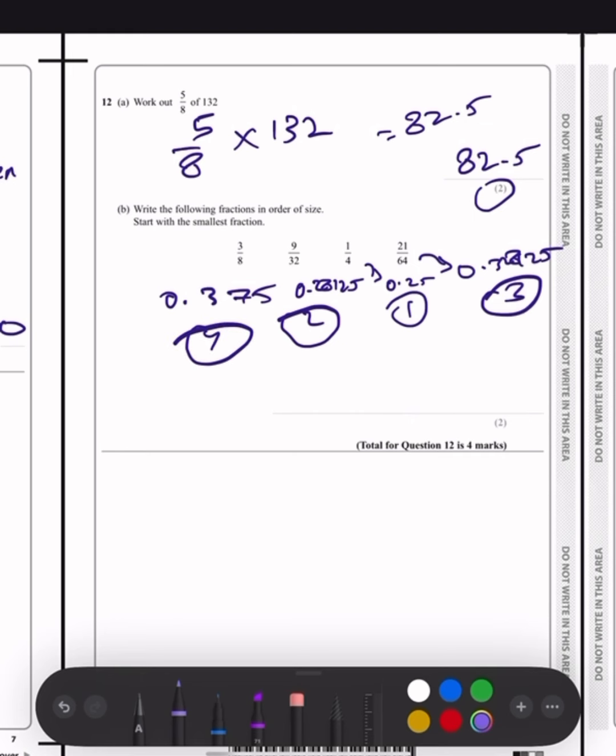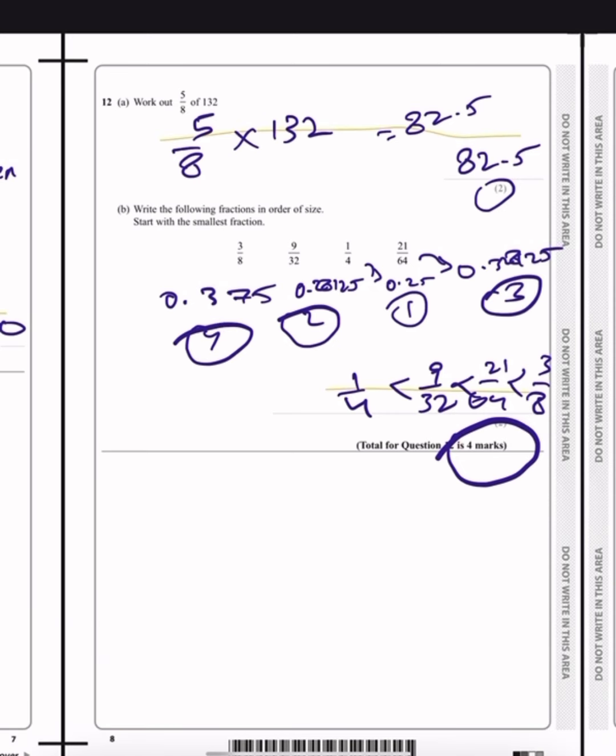So now when we arrange this, we remember our terms. 0.25 was from 1 over 4, so we know 1 over 4 is the smallest one. Then we go bigger, we know 9 over 32. Then we go bigger, we know 21 over 64. Then we go bigger, 3 over 8. And that's your fourth mark. Moving on to the next question.